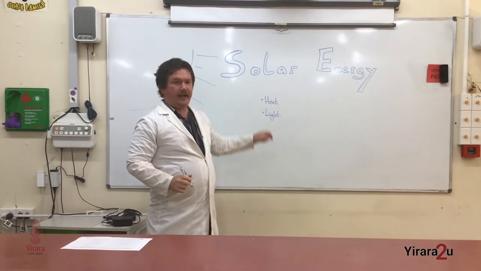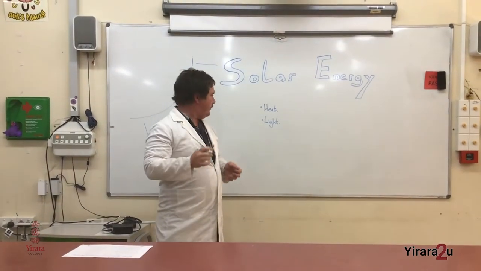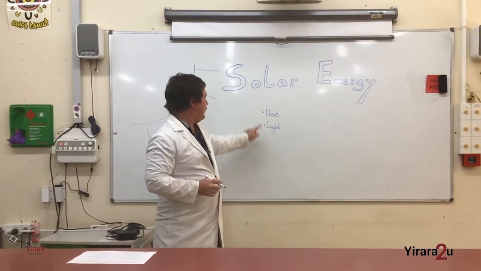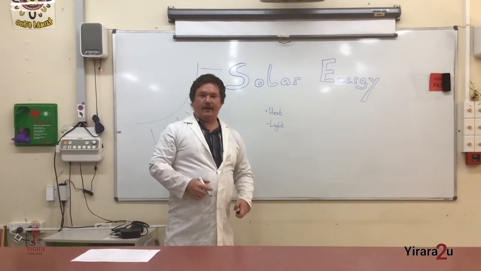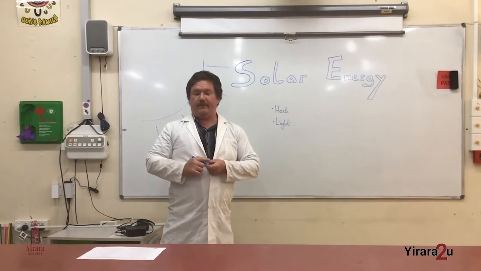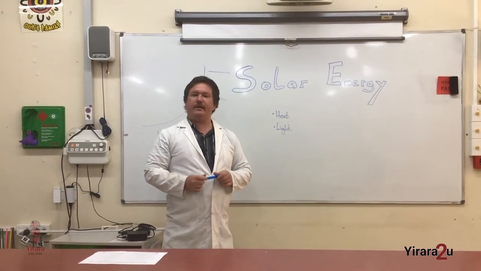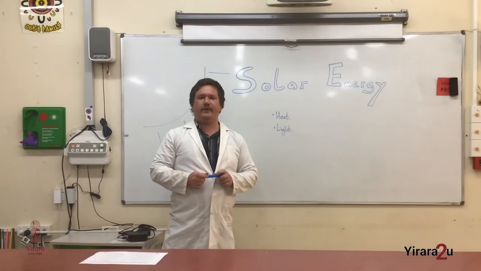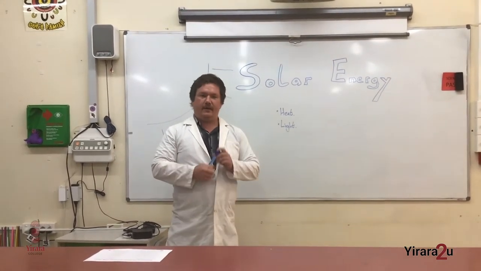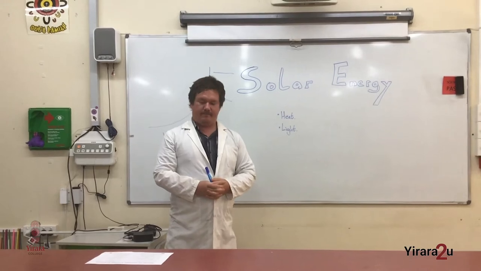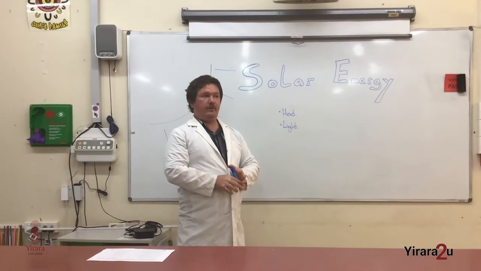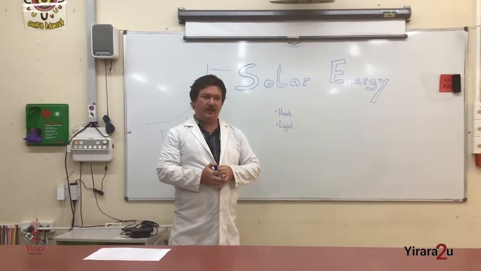Now the light energy is produced by the solar panels, whereas the heat energy, anyone can access that with very basic technology. So we'll be looking at learning how to build a solar oven in a few weeks. So I'm looking forward to that. And next week we'll look at some different forms of energy.